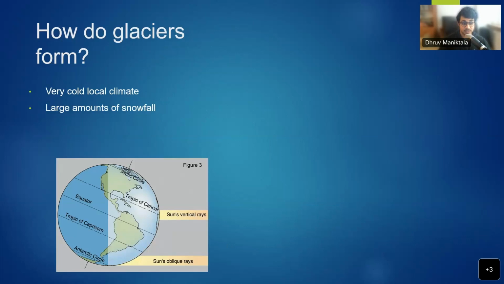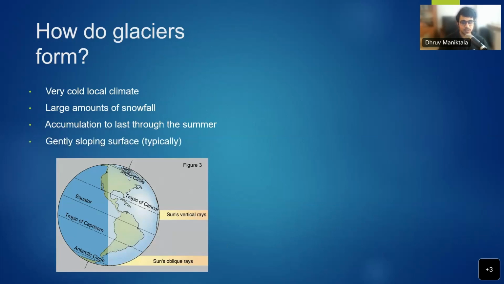The second criteria is a large amount of snowfall, which also gets satisfied in Arctic regions, polar regions, and in high mountain regions like the Alps, the Himalayas, the Andes, etc. And the third criteria is accumulation. The snow that falls should last through the summer, so that it does not disappear when the summer season comes. So these conditions also get satisfied.